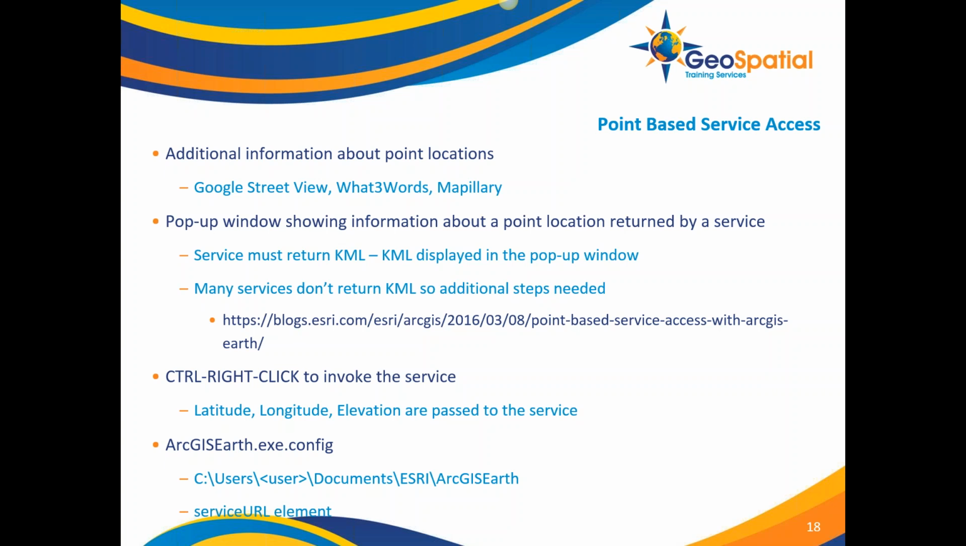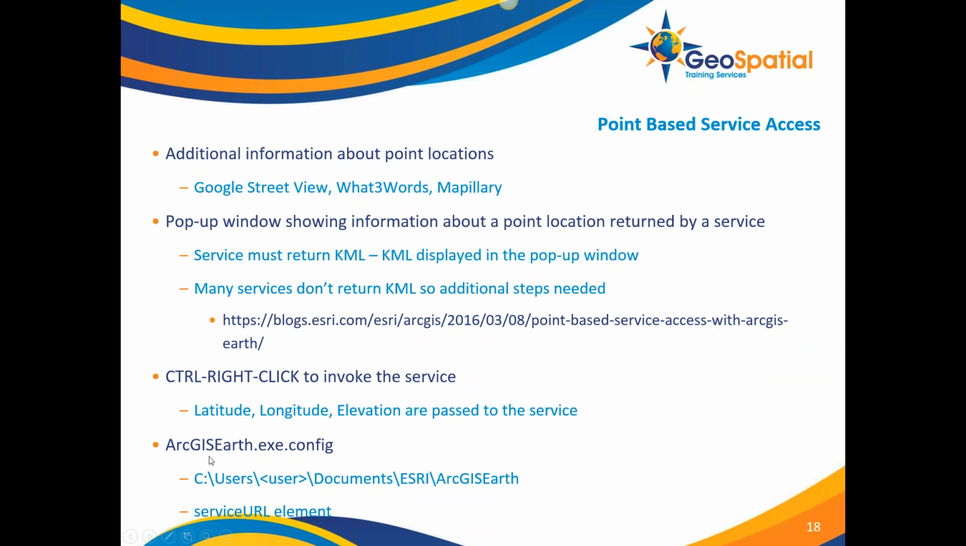All right. So what you do basically is you control right click. So you hold your control key down on your keyboard, and then you right click somewhere on the Earth's surface. And what that does is it takes whatever lat, long, and elevation that you clicked, and it passes that information to the service. All right. So if we were wanting to invoke Google Street View, what we would do is hold our control key down, right click on the view somewhere, and then that information would be sent to Google Street View. Google Street View would then return information about that location, including what the street looks like.